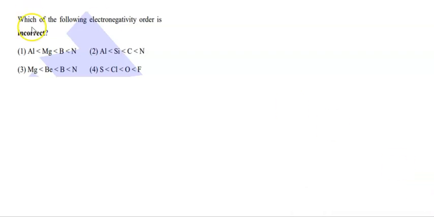In this question asked, which of the following electronegativity orders is incorrect. The first option is given as aluminum less than magnesium less than beryllium less than nitrogen. If you see the electronegativity values on the Pauling scale, we know that nitrogen has the electronegativity on the Pauling scale as 3. Electronegativity has no units.